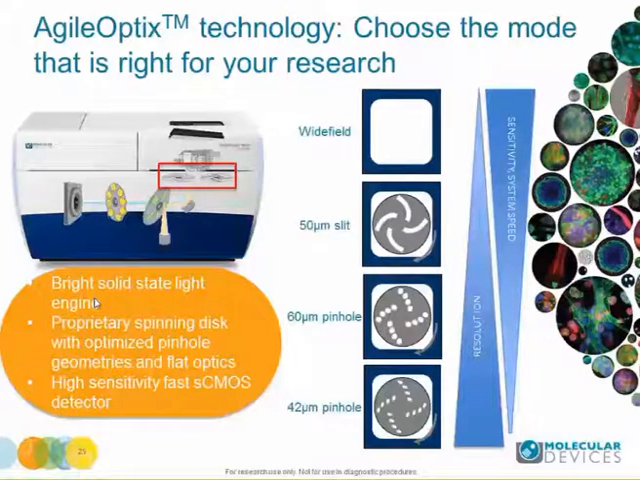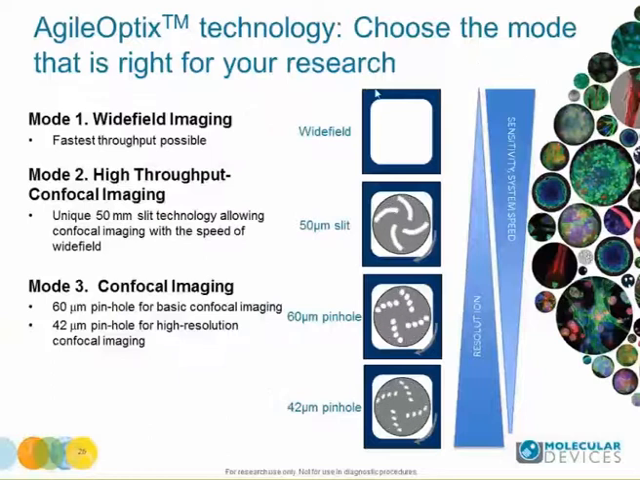So within the Agile Optics technology, we allow you to trade off between resolution and sensitivity of the system. So wide field imaging for your fastest throughput possible, the most sensitive. We have this unique 50 micron slit that allows for high throughput confocal imaging. It rejects quite a bit of background, gets you some of that confocality to be able to see your thick samples more sharply. And then we have two pinhole disks for either basic confocal imaging or high resolution confocal imaging.